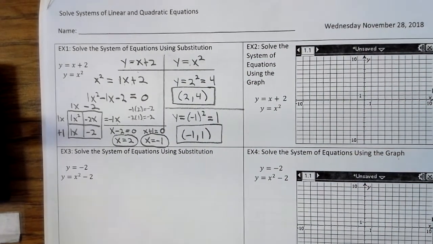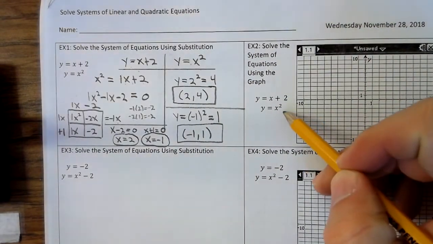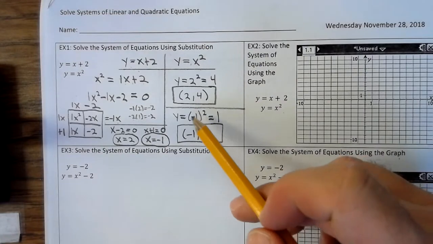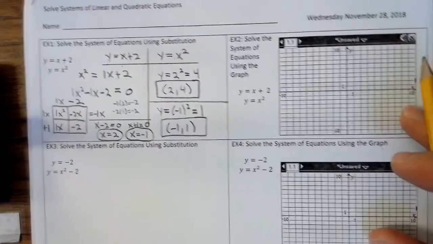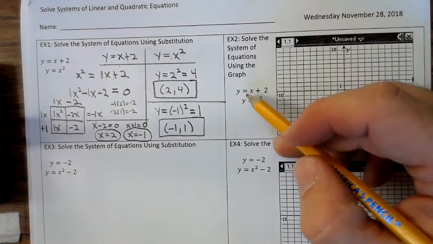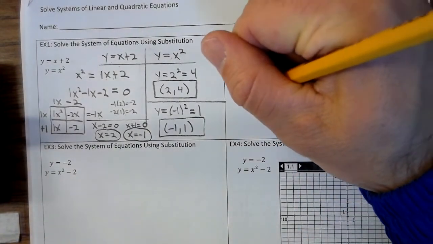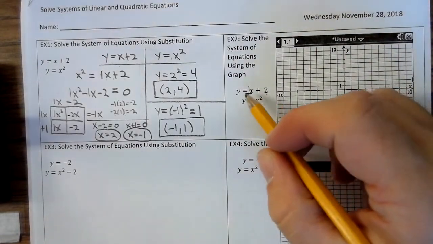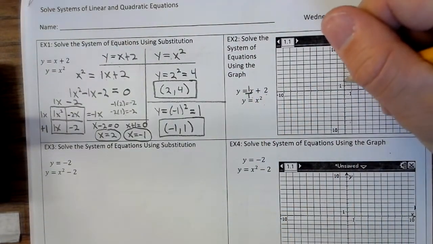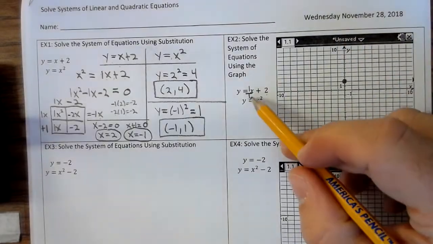Now you'll notice that example 1 and example 2, they're the same system because I wanted you to see that you could solve it using substitution, but you can also solve it using graphing. Okay. Now to graph the first equation, that's our y-intercept. There's our slope. So we start at 2, and our slope is 1 over 1.